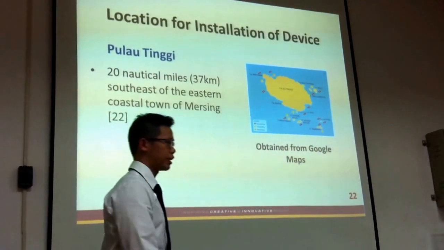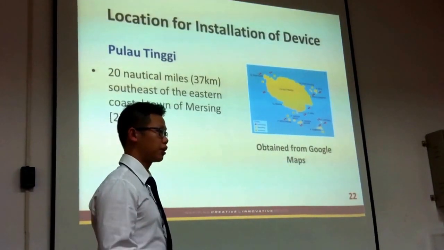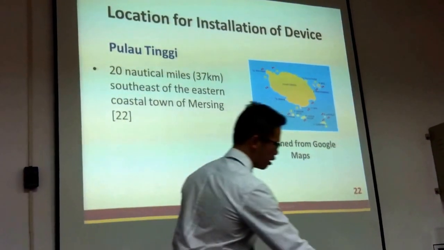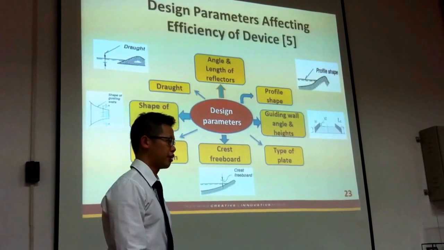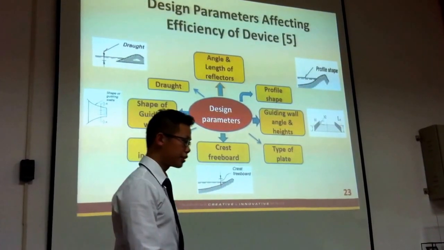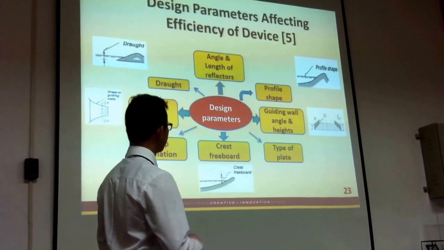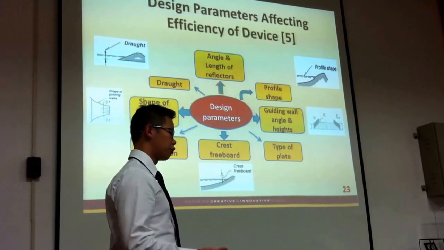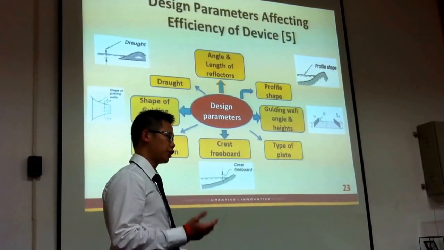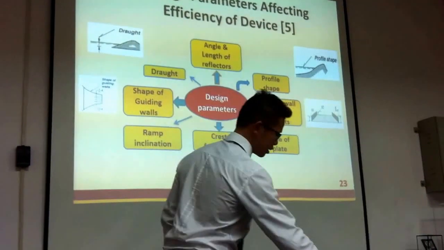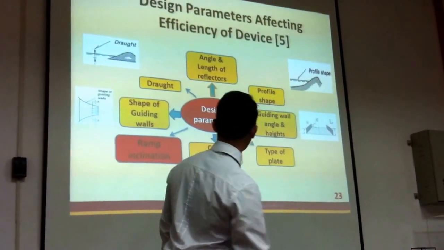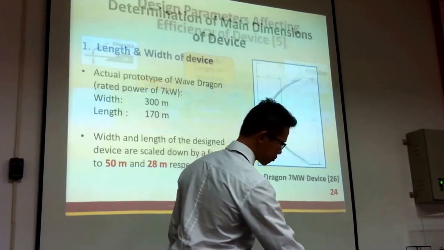The location is Pulau Tinggi, which is about 20 nautical miles from Mersing. These are the design parameters affecting the efficiency of my device. As you can see from the figure, they are the angle, shape, guiding wall, plate, crest freeboard, shape, and draft. But for my thesis, I'm only focusing on one analysis, which is the ramp inclination angle analysis.